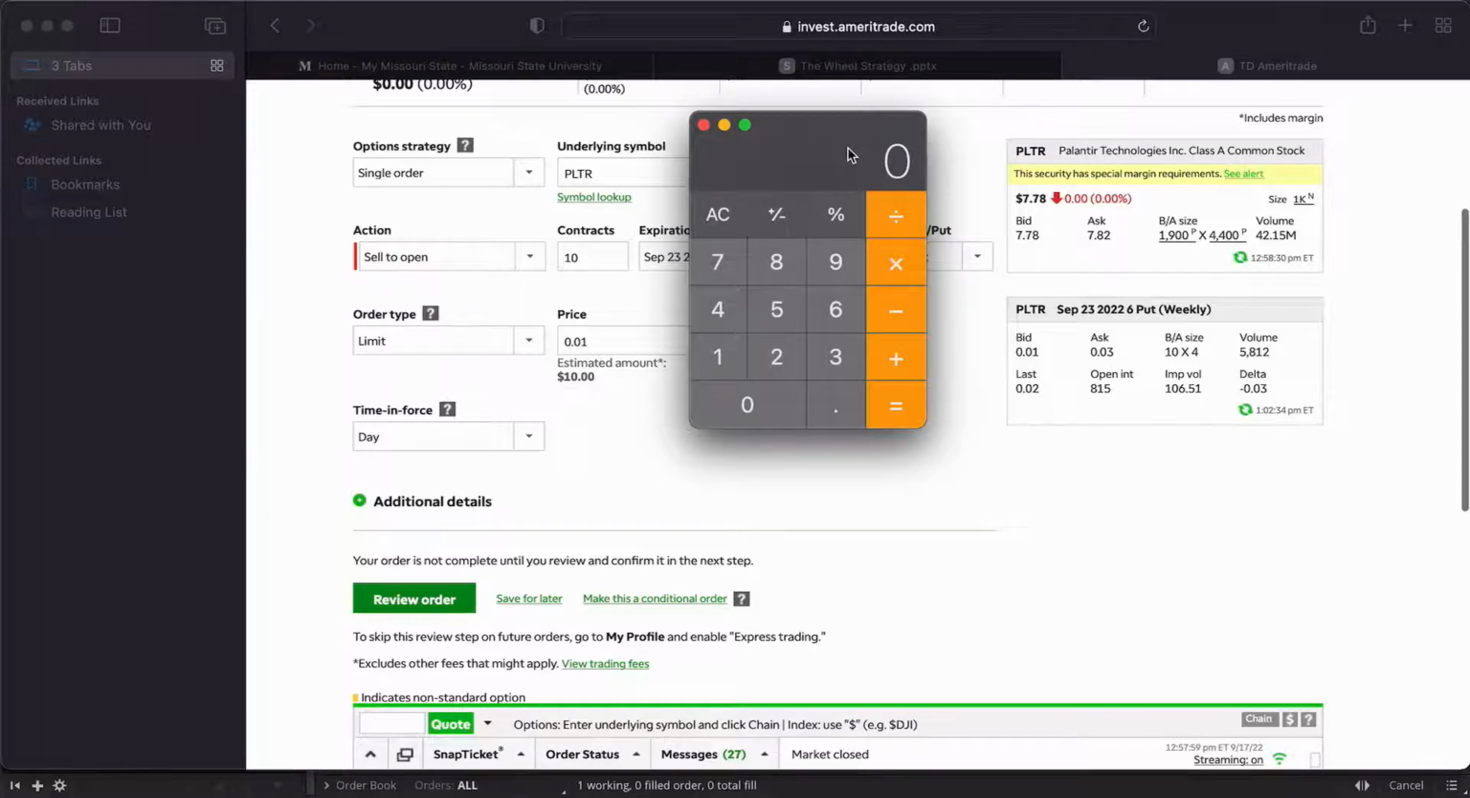I think I mentioned that I would do it in the actual wheel strategy video, but I'm going to make a separate video where I actually show you my spreadsheet that I have and kind of go over the numbers and what that's done and whatnot.